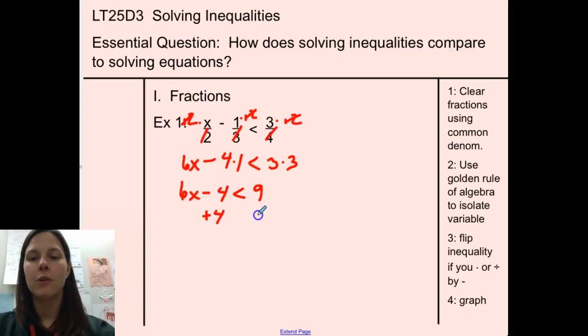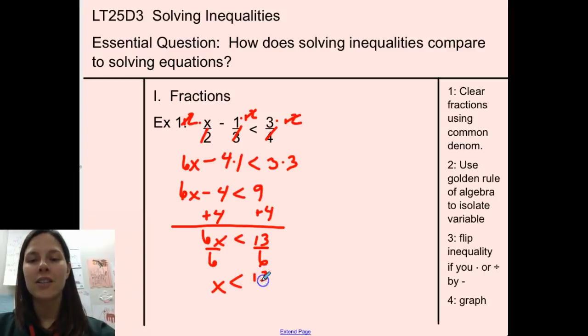adding that 4 to both sides. Adding does not flip the inequality symbol, and dividing both sides by 6. We're dividing by a positive, which does not flip the inequality symbol. You can leave your answer as an improper fraction. I'll show you how to graph that improper fraction on a number line.